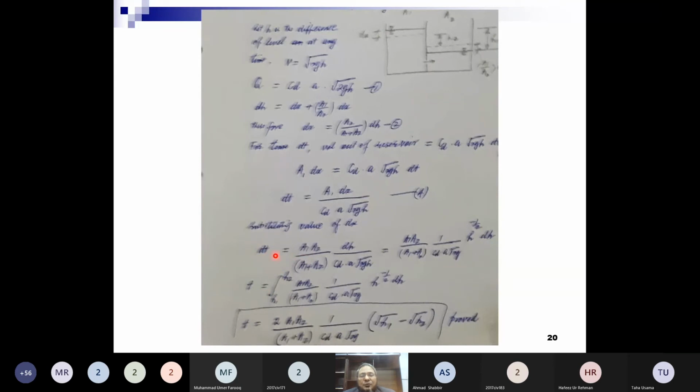and so instead of dt, if you want to compute t, then you have to integrate this equation. Integrating h power minus half dh, the final equation you will get this. So small t is 2 area 1 area 2 over area 1 plus area 2, 1 over CDA root of 2g, into root h1 minus root h2, and this is proved. So please do practice of proving this by hand. Then you will understand these concepts.